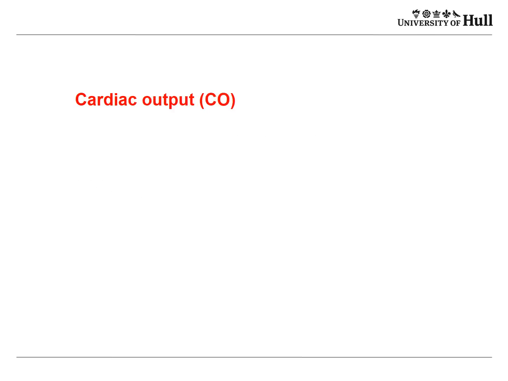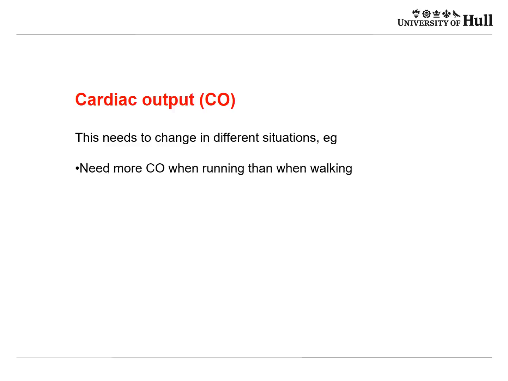And the aspect of the heart that is controlled ultimately is the cardiac output, which is the blood that's pumped out by the heart. And this needs to change in different situations. For example, we need more cardiac output when we're running than when we're walking.